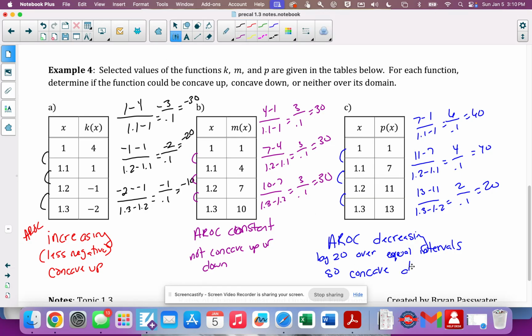Okay, concave down. Okay, so that's basically how all of this, the average rate of change and the concavity and the increasing, decreasing, all that stuff, it's all related, right? And we should be able to tell and describe these things on a function given the table, given the function, given the points. Okay, and that is it for today.